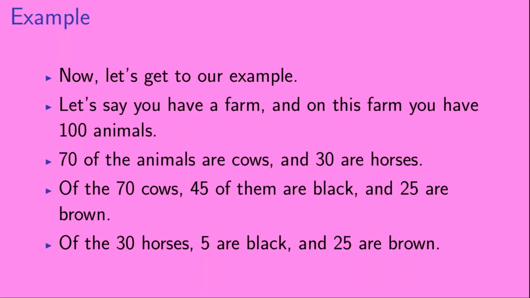Okay, now let's get to our example. Let's say you have a farm, and on this farm you have 100 animals. 70 of the animals are cows, and 30 are horses. Of the 70 cows, 45 of them are black, and 25 are brown. And of the 30 horses, 5 are black, and 25 are brown.